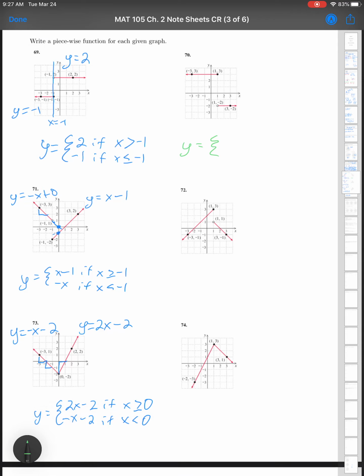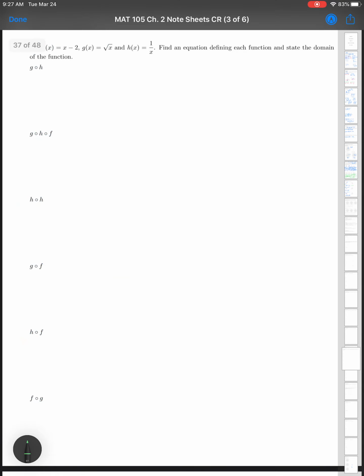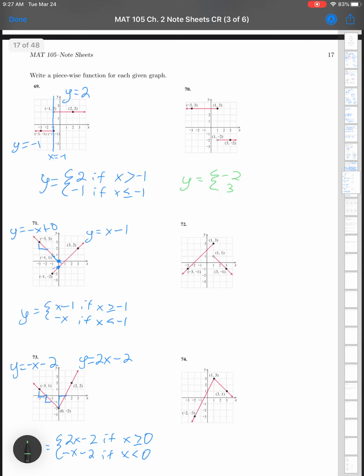Okay, so here we go with the answers for these. So y equals, in this case, we can see that we either get -2 for this piece on the bottom or 3 for the piece on the top. Okay, and so if, and then we can see the break is at 1. So for the piece on the bottom, we're going to the right, so if x is greater than 1. For the piece on the bottom, if x is less than 1.